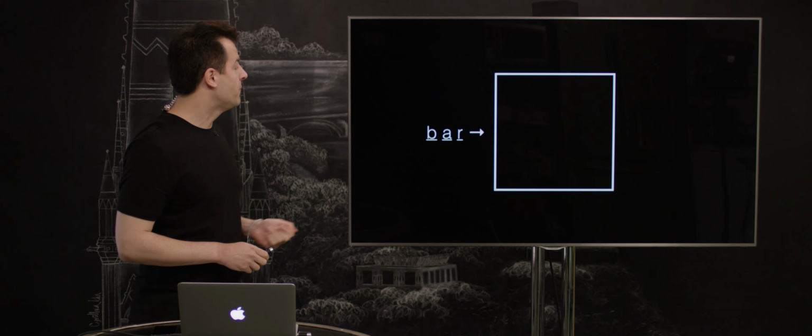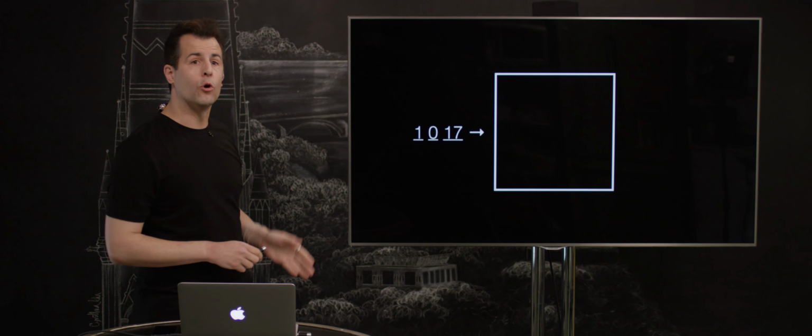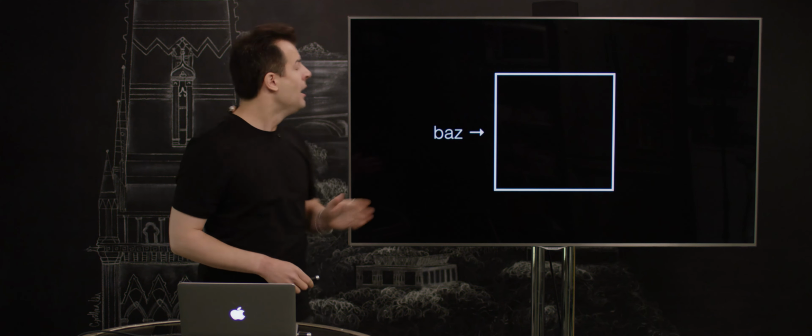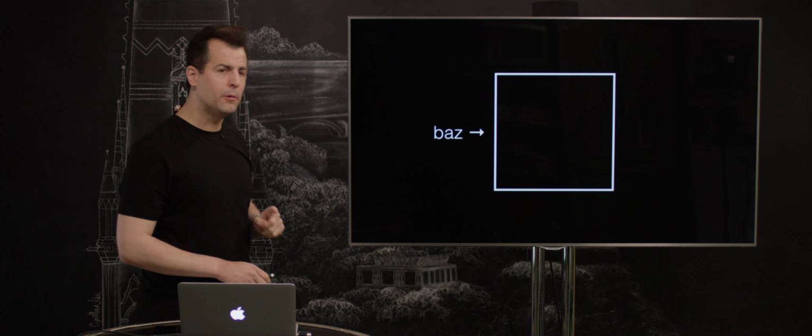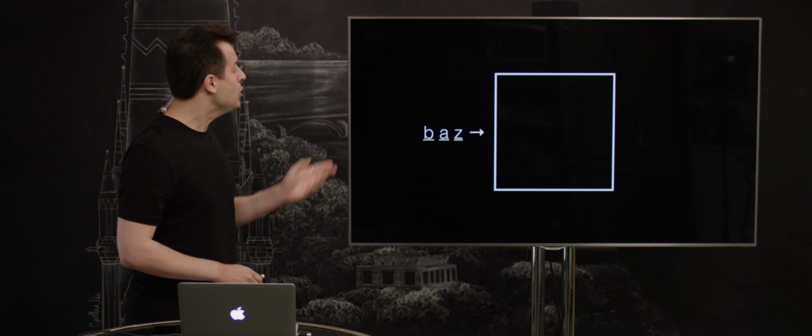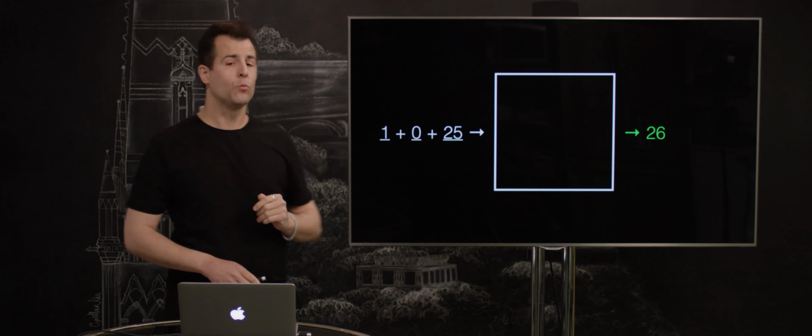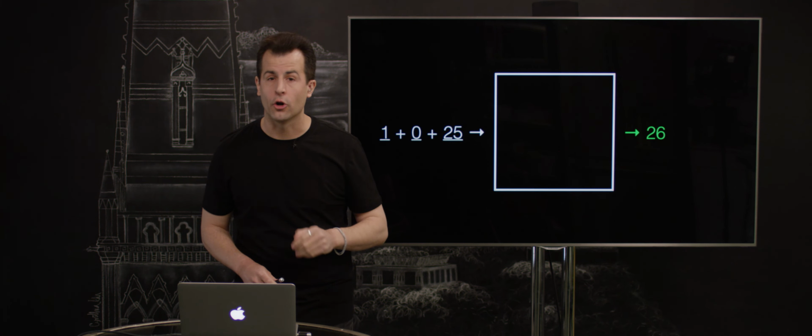Bar, meanwhile, is going to become, of course, B-A-R, or 1, 0, and 17. Add those together, and we get 18, another distinct value. And baz, and remember, this was the problem before, is going to be B, A, and Z, or 1, and 0, and 25, which, of course, is 26 when added together. So all seems to be well.